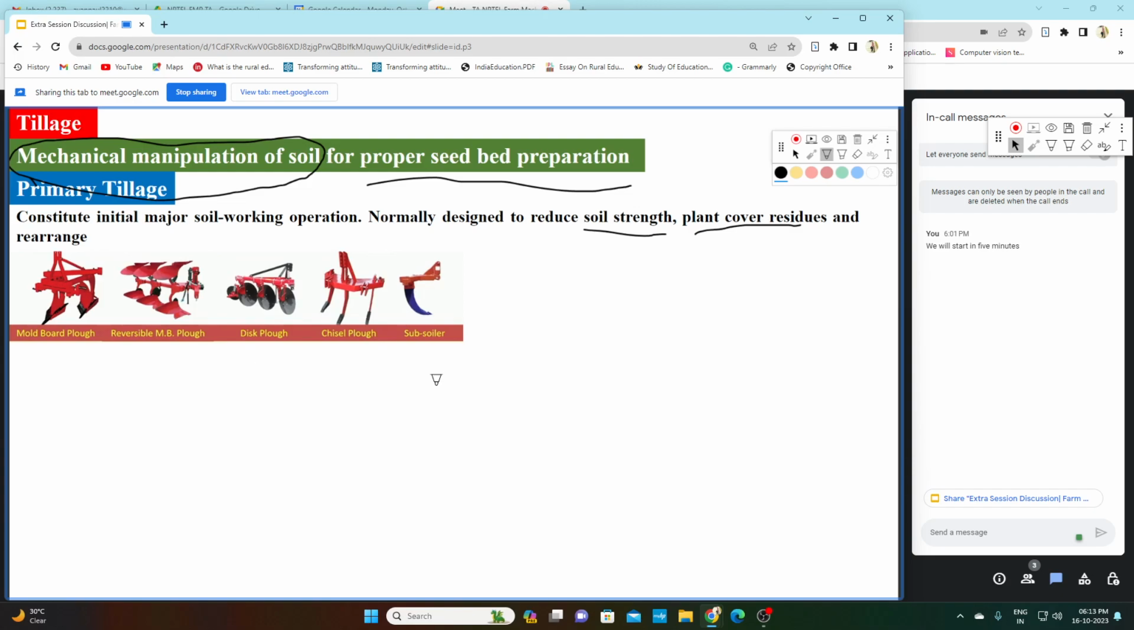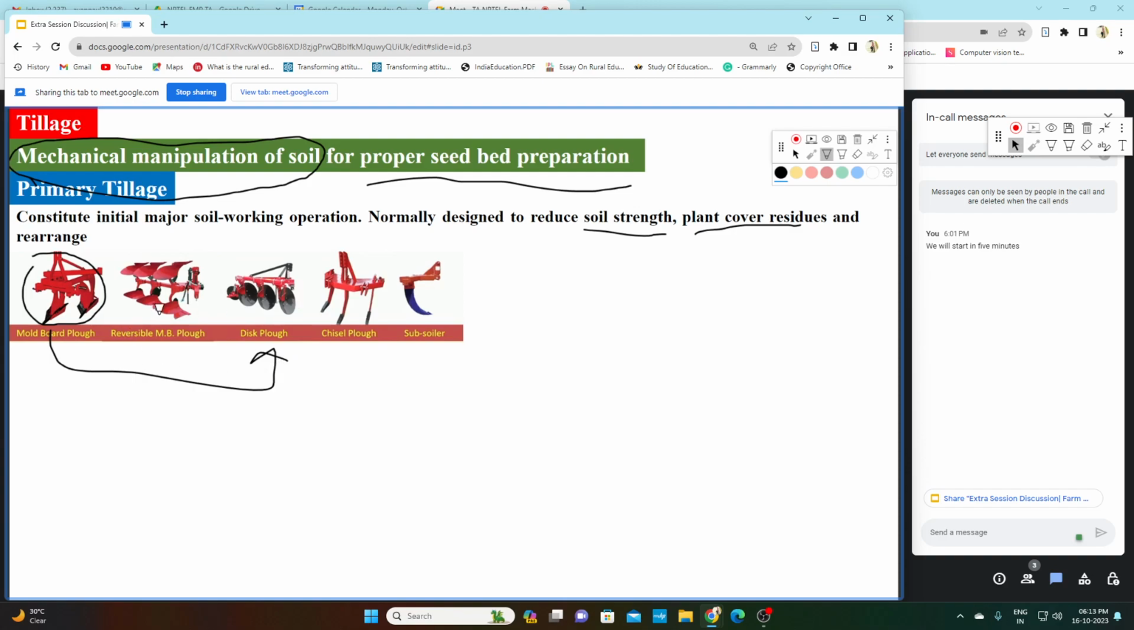Now there are different implements for primary tillage. What are the different implements? One is the mold board plow. This is the most popular implement. Then the reversible mold board plow. Then we have the disc plow, chisel plow, and subsoiler. Generally, the mold board is most popularly used for primary tillage. But the mold board does not give proper depth, and it is not recommended in trashy and stony conditions. So we move from mold board to generally disc plow.